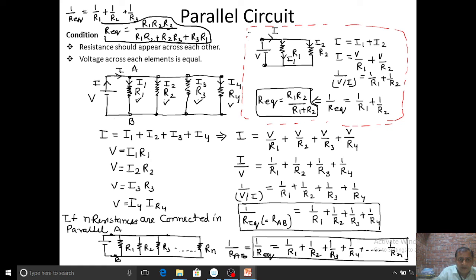One important point in the parallel connection is that the resistances should appear across each other. Across one resistance there should be the other resistance, and across that the first resistance. And the voltage across all the resistances connected in parallel should be the same voltage.